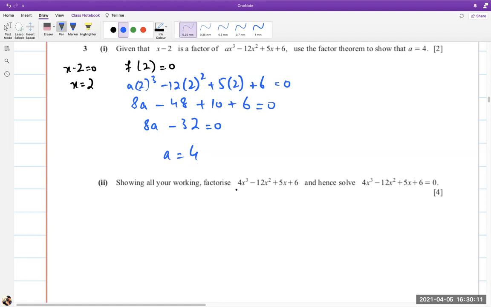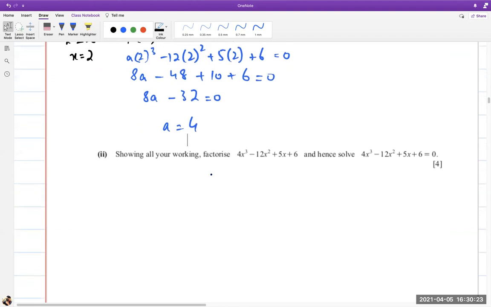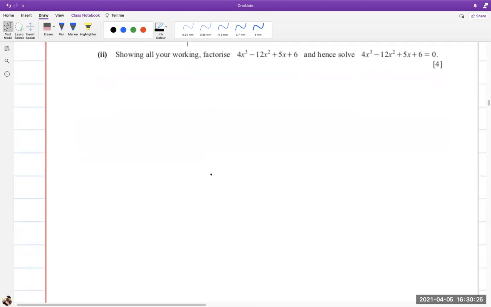Showing all your working, factorize this thing. Now, I already know that one factor is x equals 2, and my equation over here is the same as the one before, so I can simply use the factor method. And now there are multiple ways to do this. Simplest one is synthetic division. So that's one method.